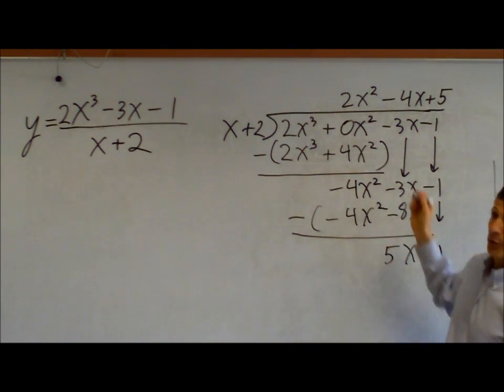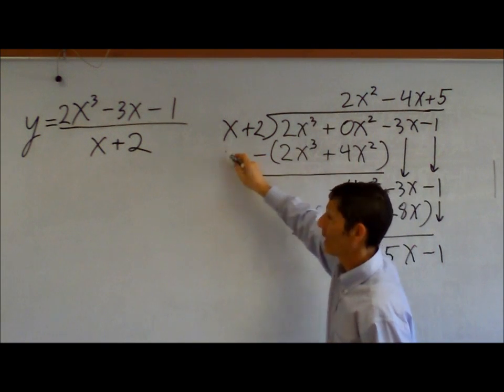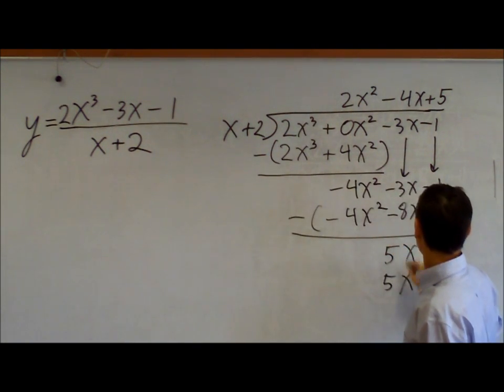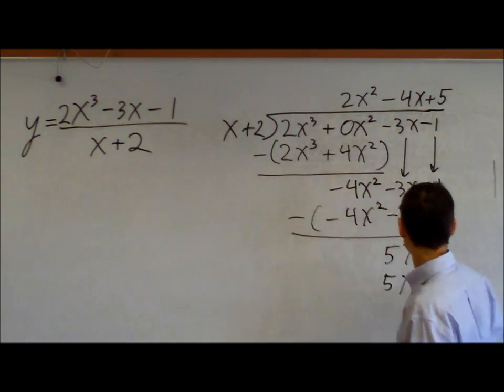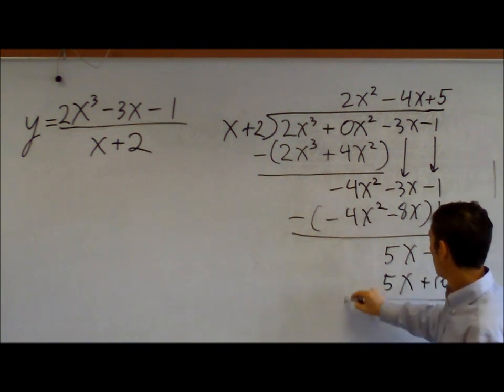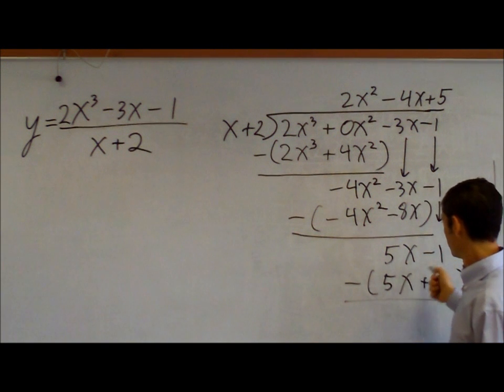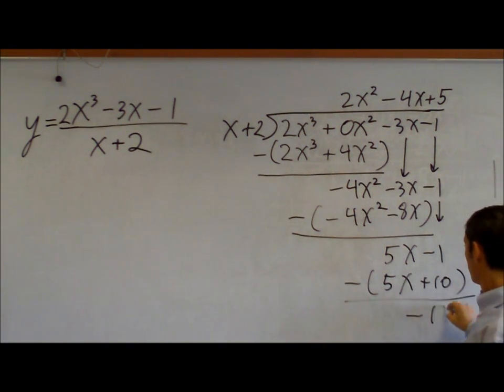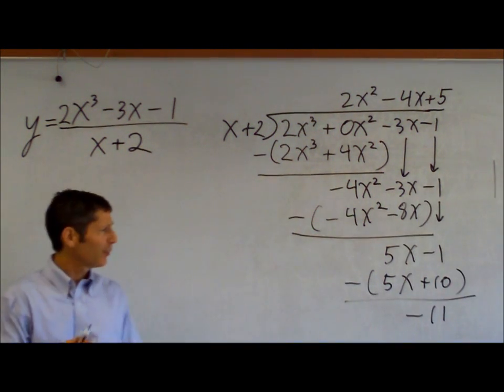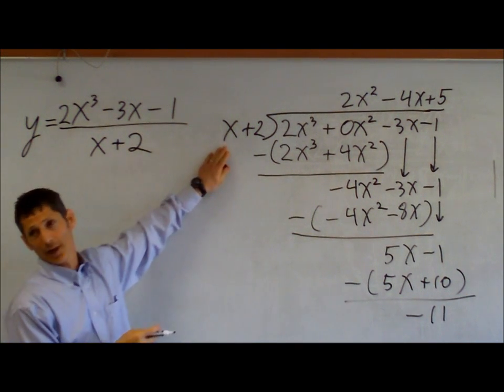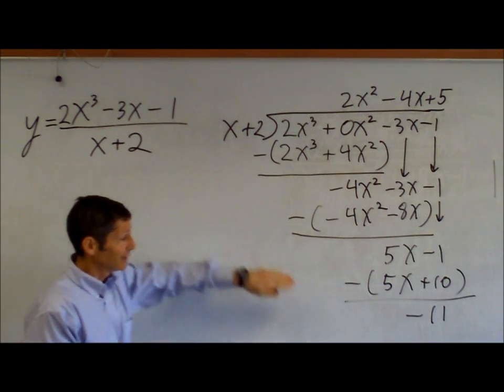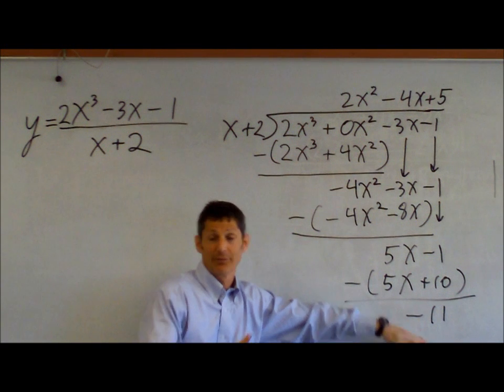5. Multiply one more time. So I have 5 times x, 5x. 5 times 2, 10. One more subtraction. 0. Negative 1 minus 10 is negative 11. And you remember what to do with that? That's really my remainder. And by the way, I know that I'm done because x does not go into 11. I don't have any x's left.